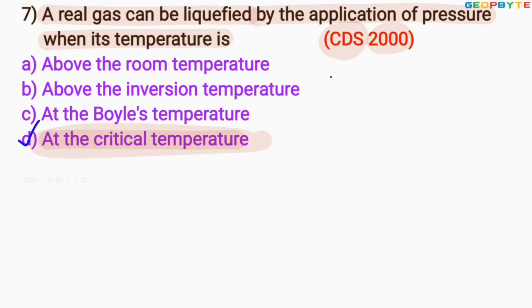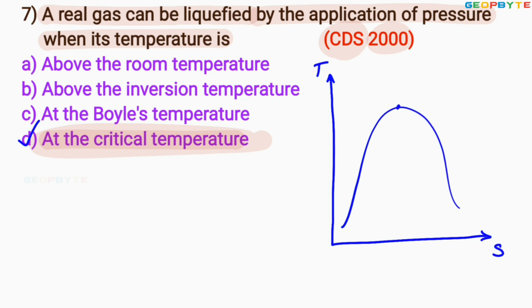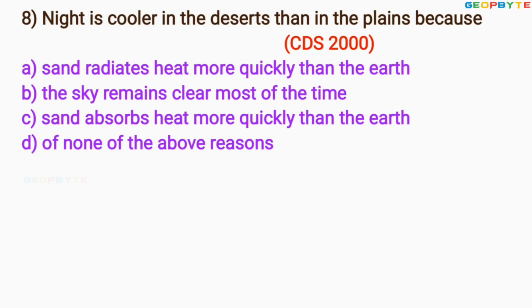If you look at the TS diagram, the temperature versus entropy diagram for water, it looks like this. The apex point represents the critical point. Dear friends, remember, the phase change from gas to liquid can happen either at the critical temperature or below it. I hope all of you clearly got my point.